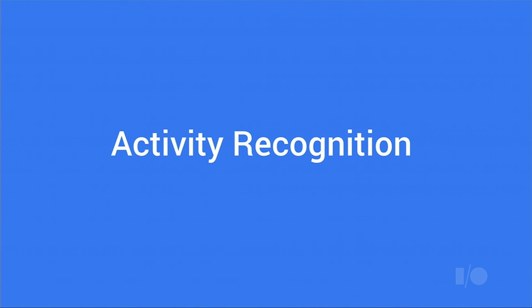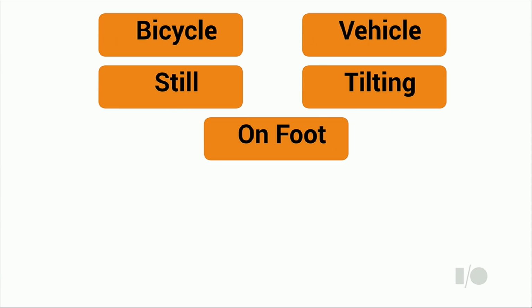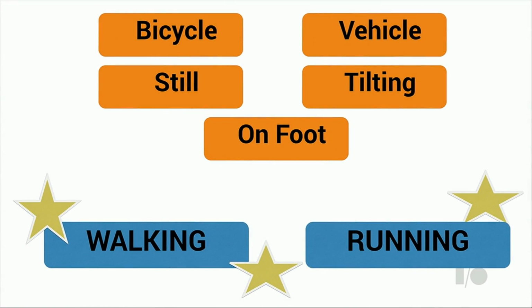Activity recognition. This is one of my favorite areas because we're getting physical here. Previously, in activity recognition, you could detect the following different activities: if you were on a bike, in a vehicle, still, tilting, or on foot. But we decided that that was not enough. So we added walking and running. That's right. We added walking and running to activities.